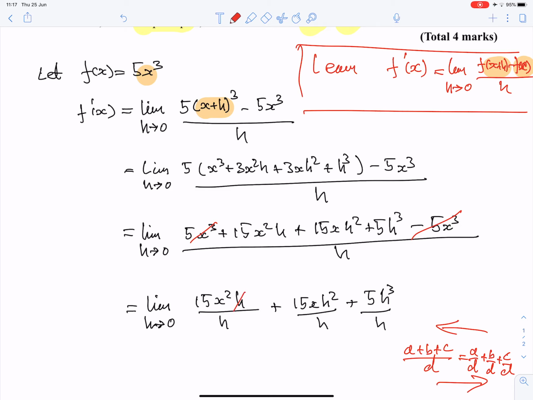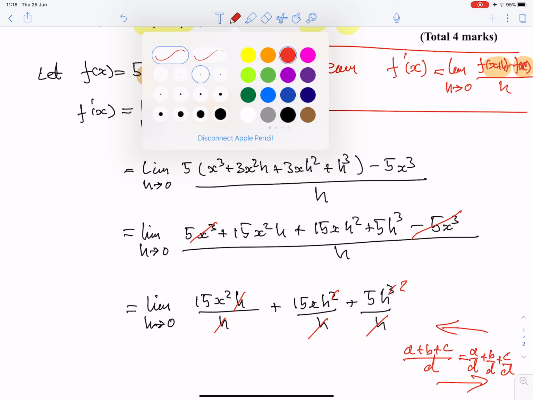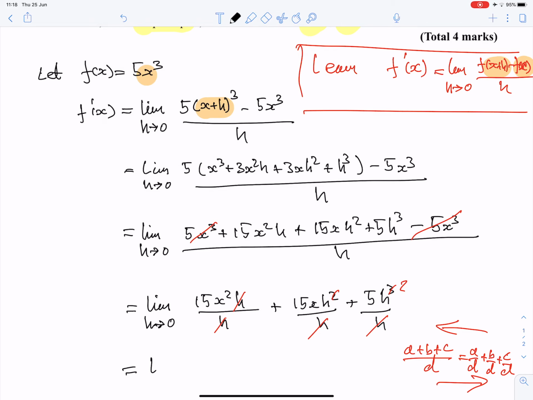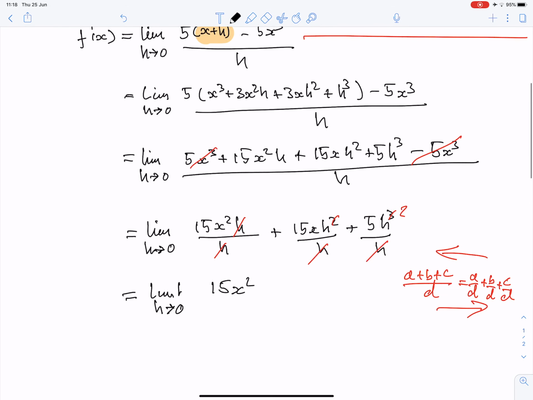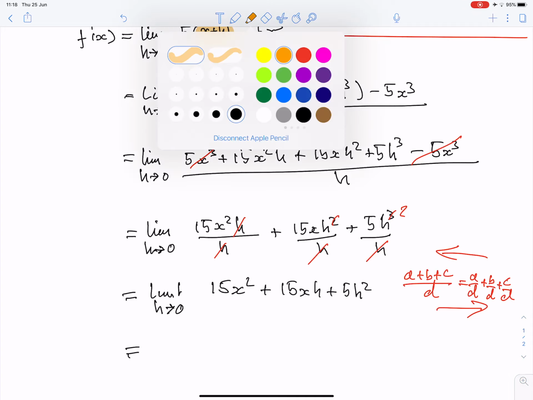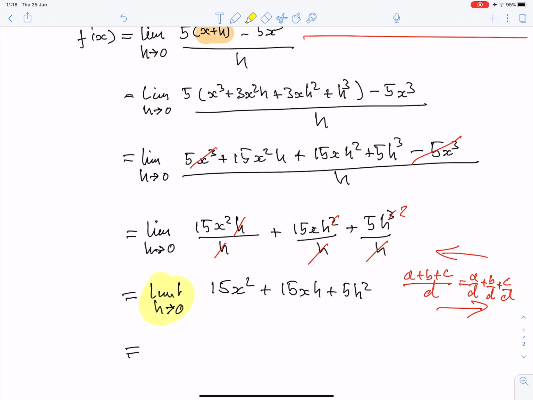And now we can see that an h cancels there, cancelling the common factors with the h on the bottom. So we get the limit as h tends to 0 of 15x squared, plus 15xh plus 5h squared. Well, we're pleased to see that, because if we look back at the question, we're trying to get that. So as h tends to 0 now, we can remove this part of our answer. So we're now going to let that happen.